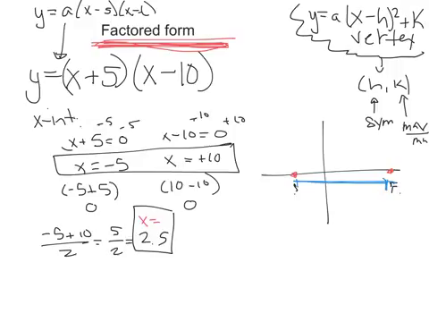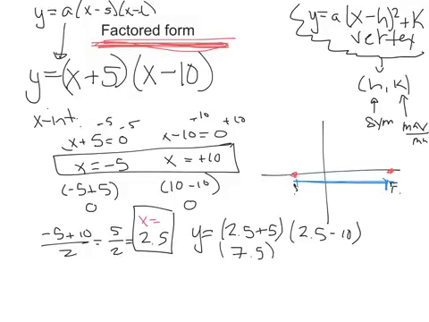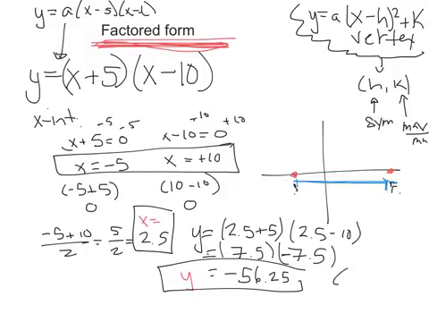Now we need to find the y-coordinate, and we're going to plug that back into our original equation. So we have 2.5 plus 5, 2.5 minus 10. So we have 7.5, and we have negative 7.5, and then we need to multiply those. So we have negative 56.25. So this is going to be our y coordinate. Our coordinates for our vertex are 2.5 and negative 56.25.